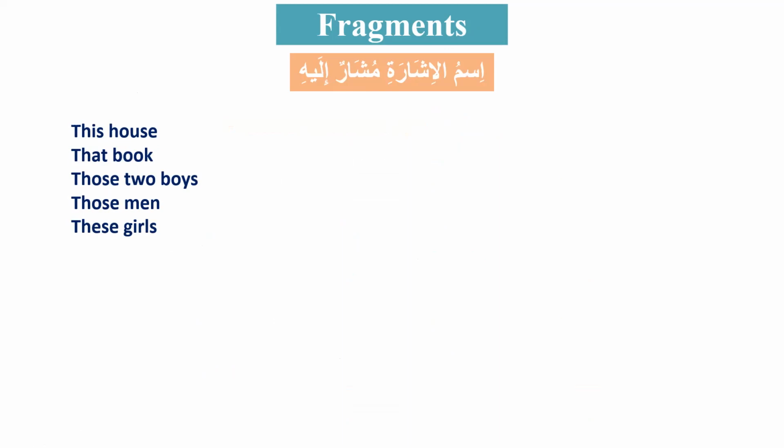This house, like you see a house and you say this house, and then you are pointing to that house. That book. Now that book, the book is a little far now. So instead of saying this book, now you are saying that book. And then you see two boys and you say those two boys. So they are a little far and you say those two boys and you point to them. And those men or these girls.